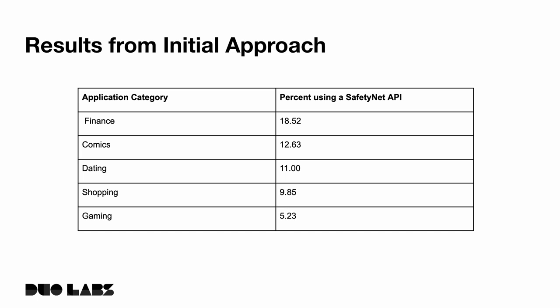Our initial hypothesis was that we would find finance apps and games using SafetyNet most prevalently in those particular categories. The reason we thought so was that finance applications want to make sure that this is a genuine Android device, because maybe you're messing with people's transaction data, or maybe actually accessing people's money. And for games, they want to make sure that people aren't cheating or abusing their apps. Some of that did hold true. We found that a little bit over 18% of finance apps were using this.